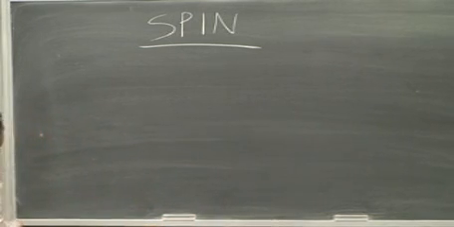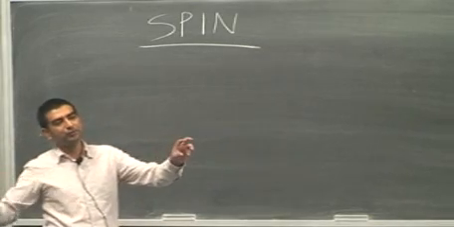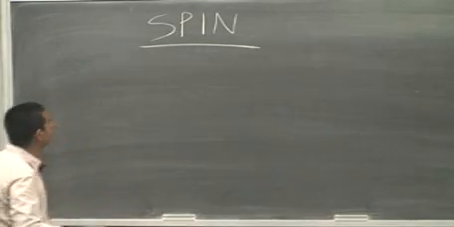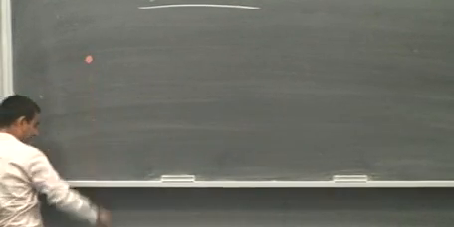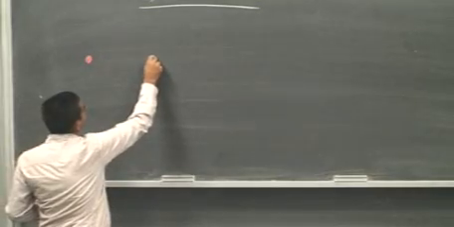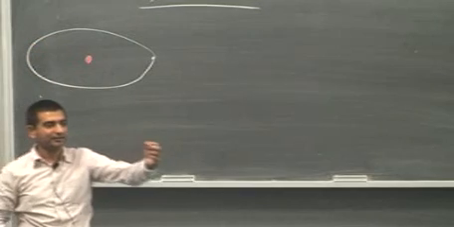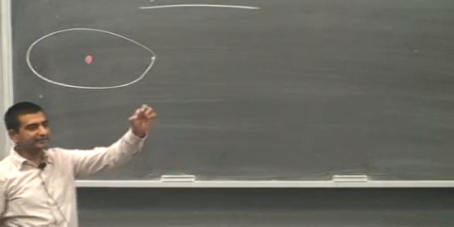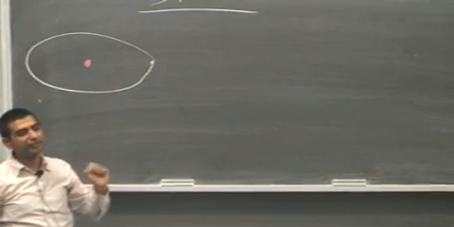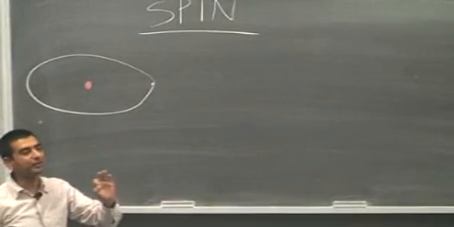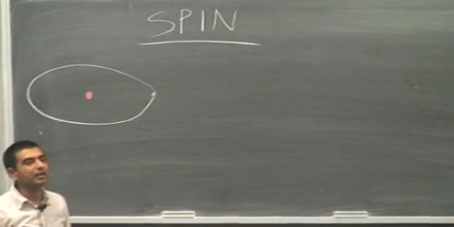So the easiest way to understand spin is to move from a classical concept of spin to a quantum concept. Let me give you an example. Suppose you have a nucleus, and around the nucleus there is an electron, and the electron is orbiting the nucleus. This is the Bohr's model. This is the old quantum theory. So let's use the old quantum theory to find out what is meant by the spin and the angular momentum.